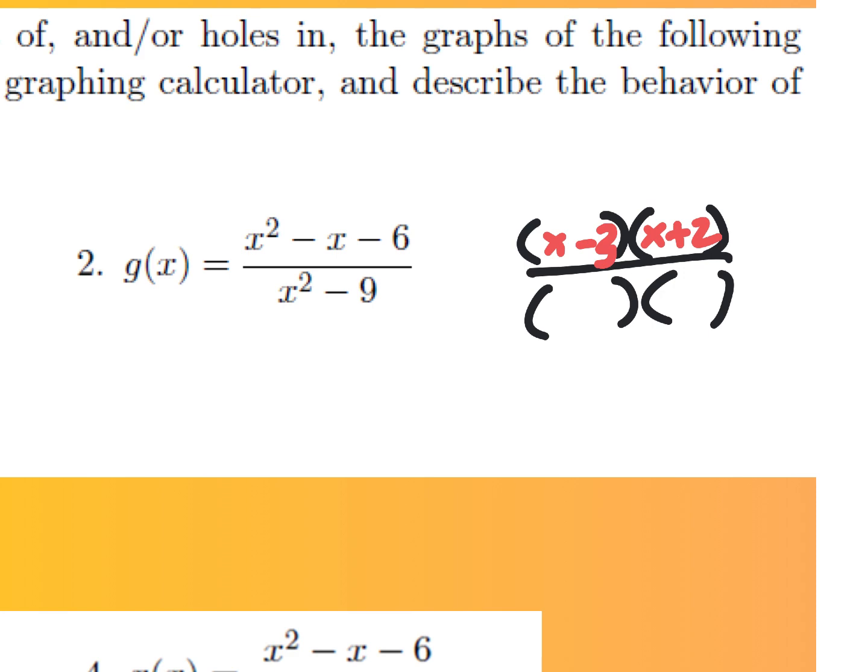How about on the bottom there? Let's go with Owen Murtha. What is the bottom factor to? X plus 3, x plus 3. Close. X minus 3 and x plus 3.